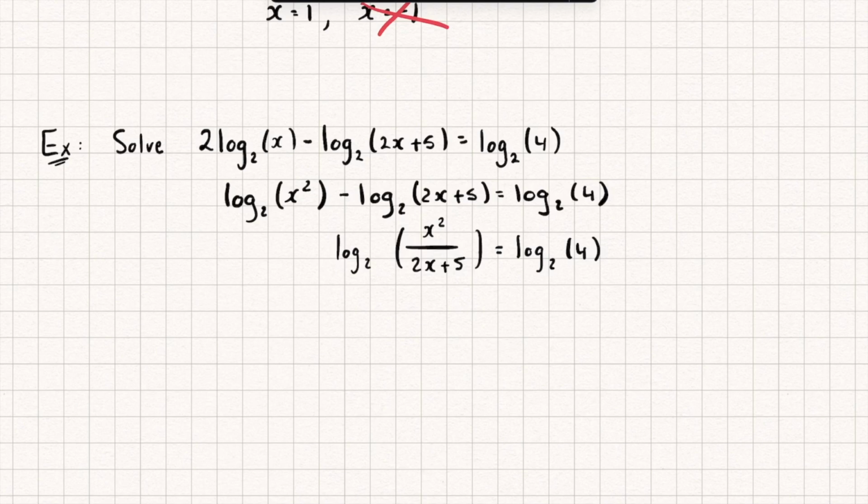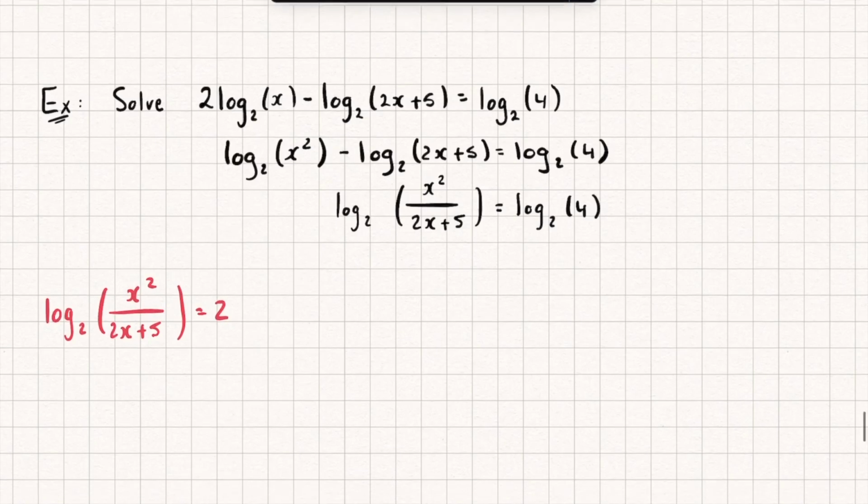One way might be to look at the right hand side, and you could say, well, this just says, what do I raise to the power of 2 to give me an answer of 4? And you could say, well, that's got to be 2, because 2 squared is 4. And so we could rewrite the equation like that. And so I could say log base 2 of x squared over 2x plus 5 equals 2. And I could go about solving this.